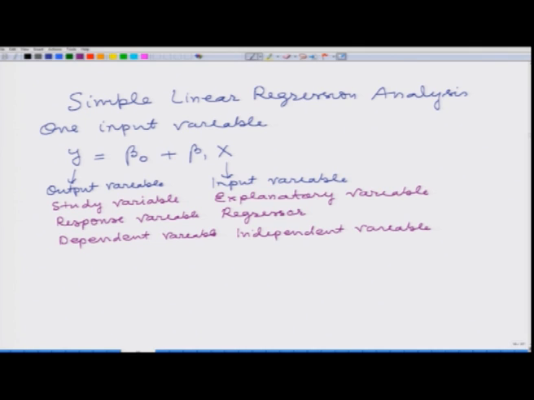And just for your remembrance, this beta 0 we had taken as the intercept, and this beta 1 was the slope parameter. If you try to recall, in lecture number 2, we had considered the linear equation y equal to mx plus c, which I had translated in terms of y is equal to beta 0 plus beta 1 x. Okay. So, now this is my model.